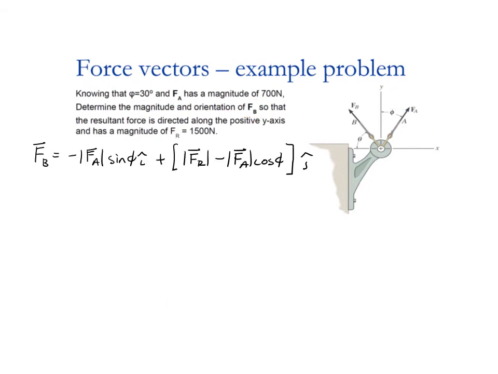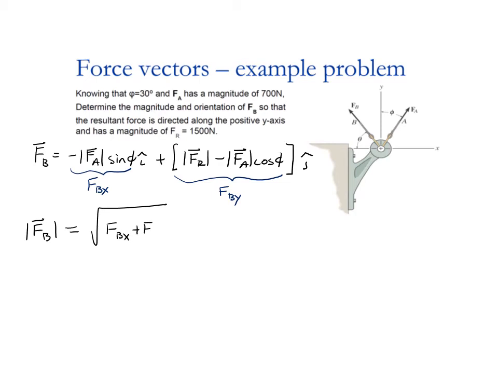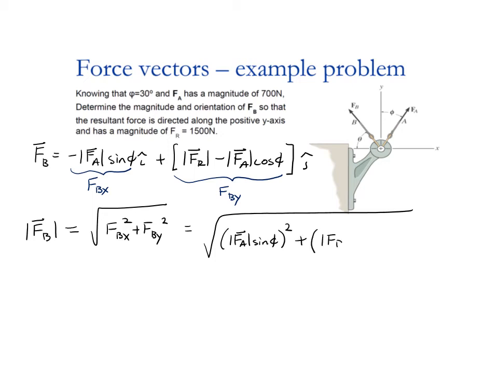Okay, so all I did is rewrite what I wrote on the previous slide. This here is Fbx, including the minus sign, and this is Fby. So for example, if I want the magnitude of Fb, I just do the usual thing that I do for all vectors, square root of Fbx squared plus Fby squared. So if I put in the numbers here, I'm going to get the square root of magnitude Fa sine of phi squared plus magnitude Fr minus magnitude Fa cosine phi squared.